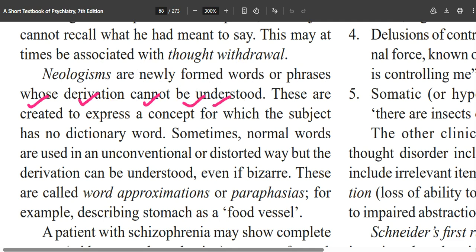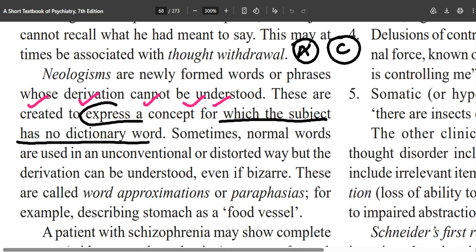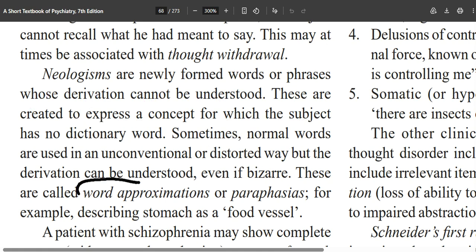But now, if they have given neologism in option C, it means they know that in Wernicke's it will not be meaningful. So why have they not given it in option A as well? I hope it is making sense in your brain, in your Wernicke's. These are created to express a concept for which the subject has no dictionary word. Sometimes normal words are used in an unconventional or distorted way, but the derivation can be understood even if bizarre. These are called word approximations.